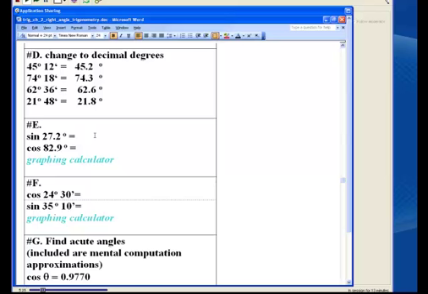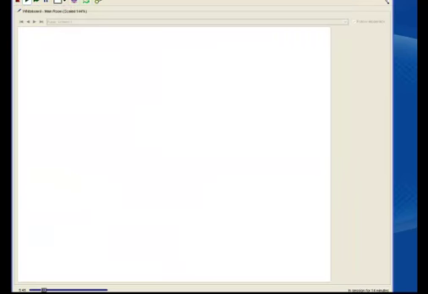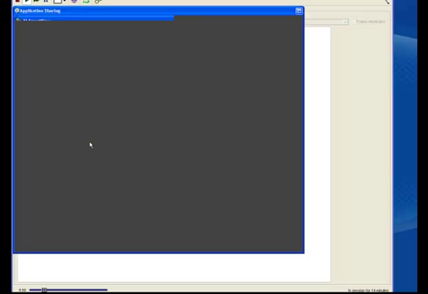As far as significant figures, I'm not sure if I want to agree to that because it should actually be 3 places past the decimal point. Oh well. Sine of 27.2 degrees, cosine of 82.9 degrees, and then cosine 24 degrees 30 minutes, sine 35 degrees 10 minutes. I'm going to do that all at once on the graphing calculator so I don't have to go back and forth. So there we go.